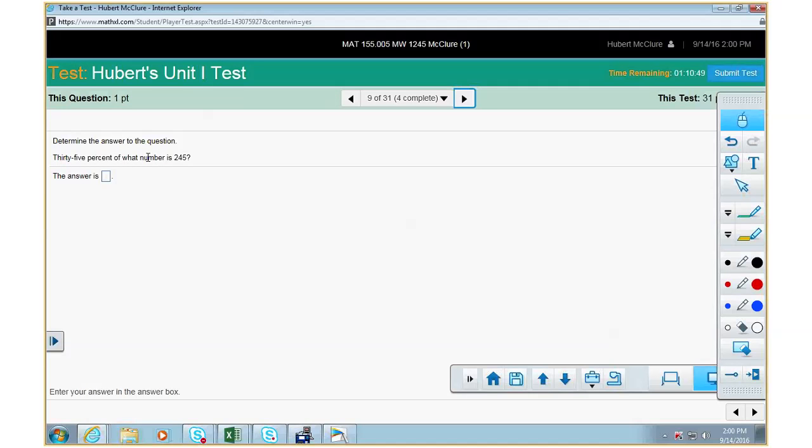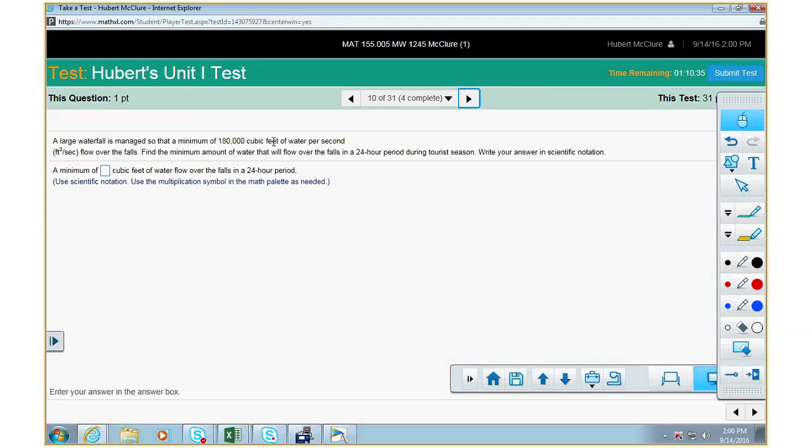35% of what number is 245? That's a sentence question. 35 over 100 is equal to 245 over x. This is a scientific notation question. Just put scientific notation.